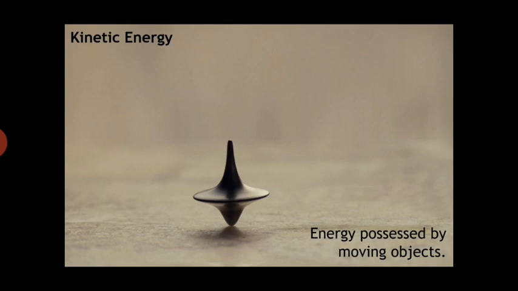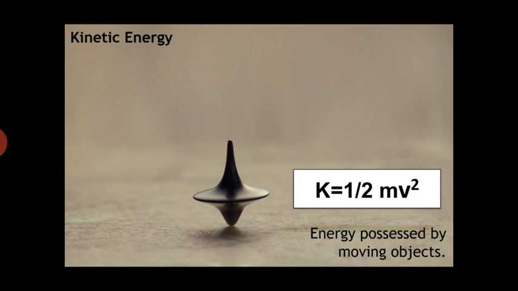Any object that is moving has kinetic energy. Now we can calculate the value of the kinetic energy of a moving object using this formula. K is equal to 1/2 mv squared, wherein K means the kinetic energy, 1/2 is just a constant, m is the mass, and v is the velocity or the speed of the object.